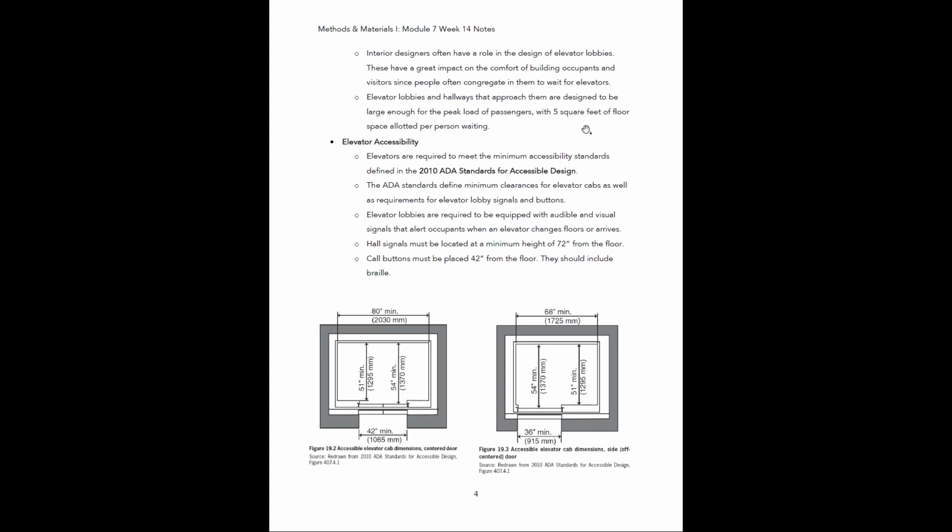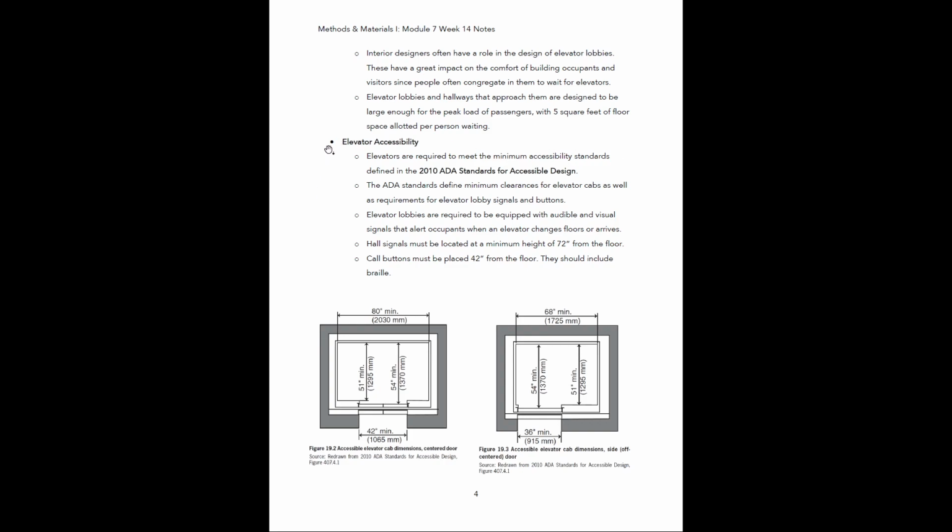Elevator lobbies and hallways that approach them are designed to be large enough for the peak load of passengers, with 5 square feet of floor space allotted to each person waiting. Okay, so that's a pretty big amount of space, but it's a consideration that you need to have whenever you're designing these spaces to be comfortable.